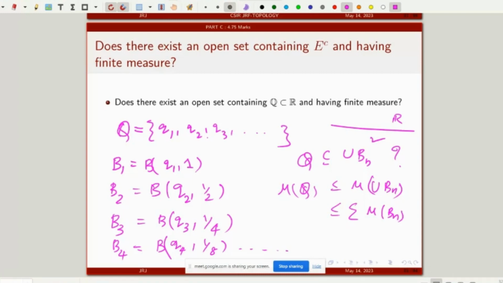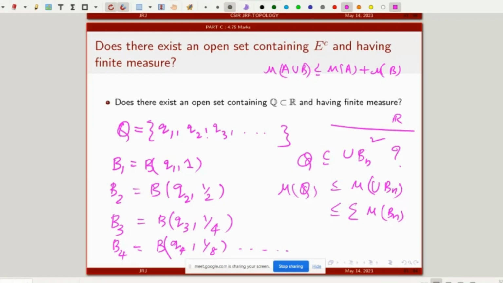Because we don't know whether these Bn's are disjoint or not, but anyway, we can write less than or equal to by the countable subadditive property. We know that the measure of A union B will be less than or equal to the measure of A plus the measure of B. If it is disjoint, we can write the measure of A union B equal to the measure of A plus the measure of B. But if it is not disjoint, the measure of A union B is less than or equal to the measure of A plus the measure of B. So likewise, this is less than or equal to the summation of the measure of Bn.